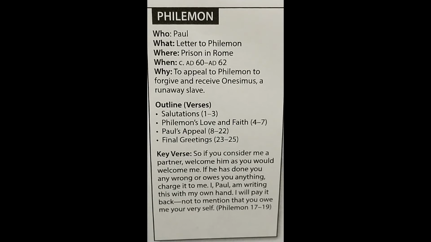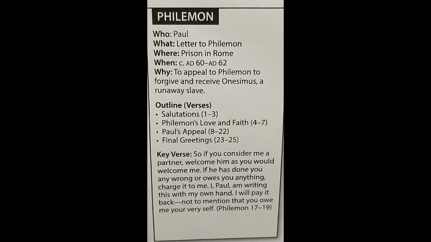All right, welcome back. We are now looking at the book summaries. We've been going through lately the letters of Paul, and so this is one of his personal letters. It's not to a church, it's to a friend of his, a man named Philemon. He's writing Philemon from his prison in Rome, and this is written between AD 60 and 62.